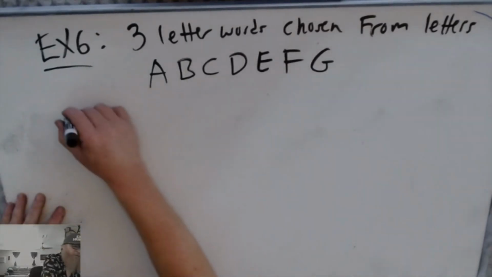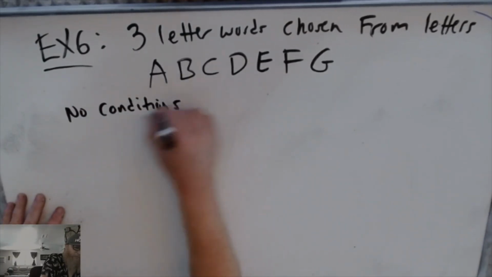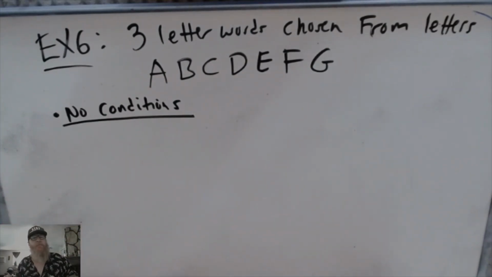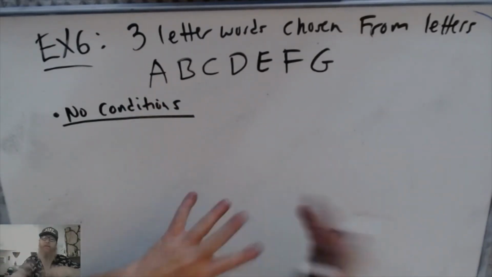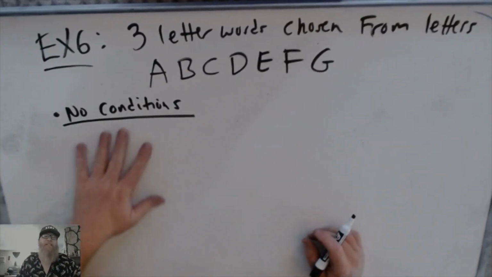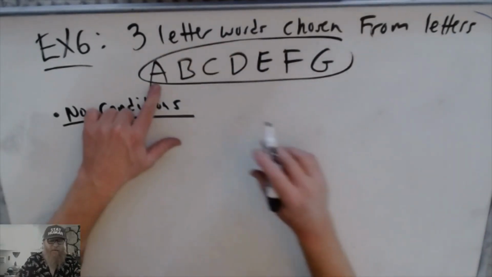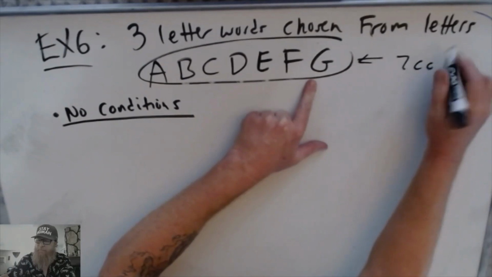If there is no condition, no conditions imposed, basically anything goes. You can do anything you want. You can use the same letter 3 times. You can use one letter 2 times and another letter 1 time. Basically do whatever you want to do. That's the simplest answer. That would be, again, 1, 2, 3, 4, 5, 6, 7 choices again.